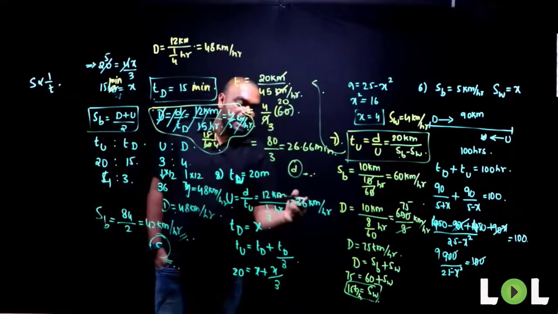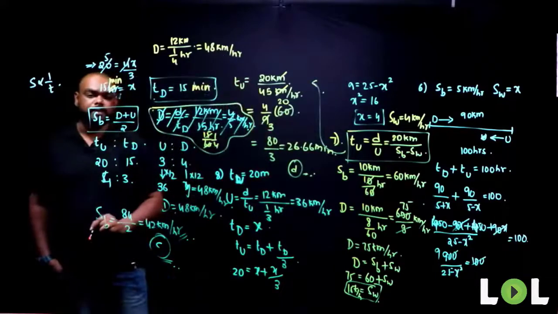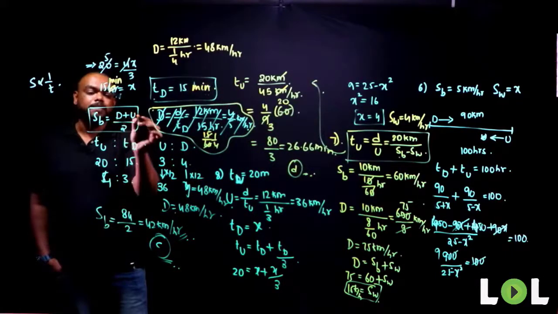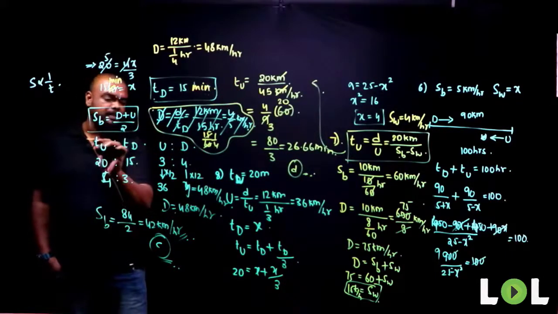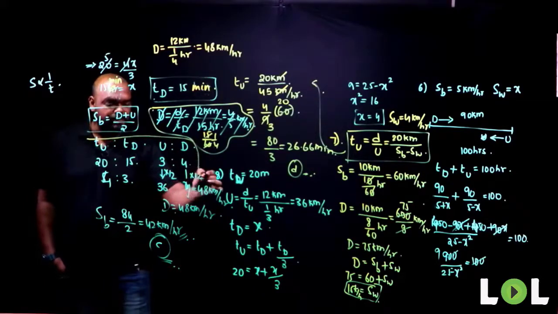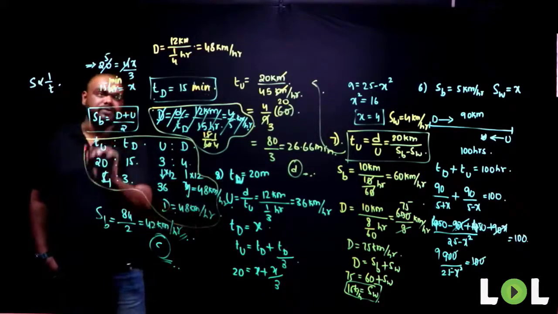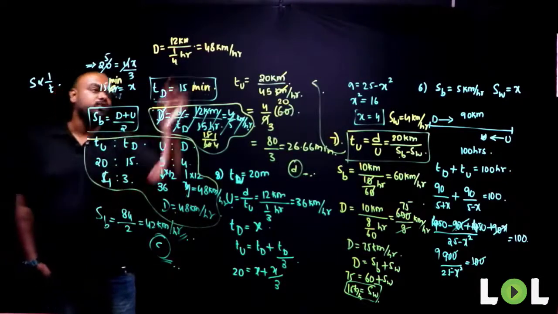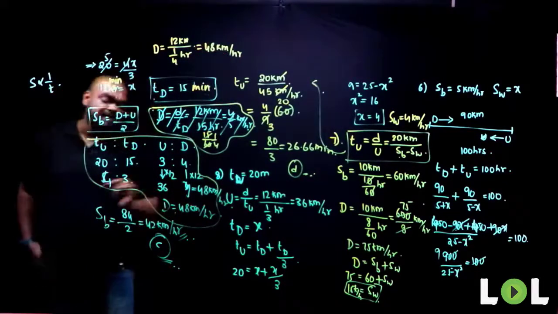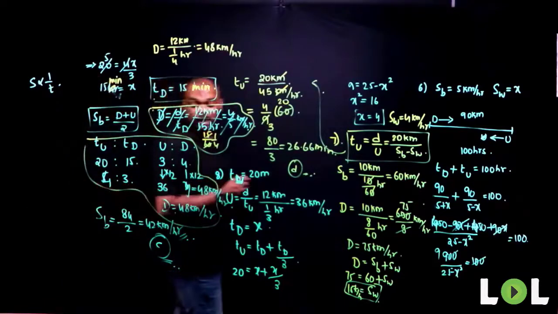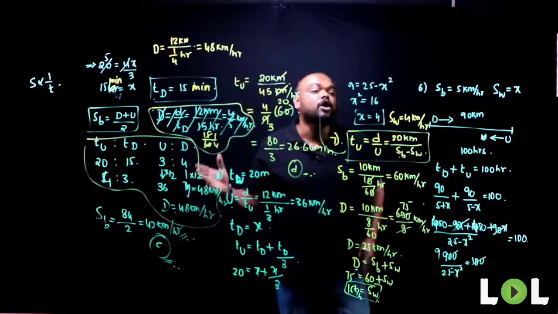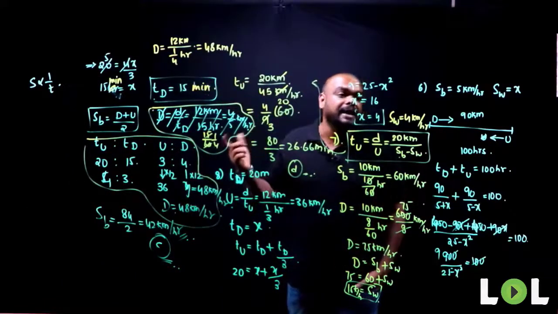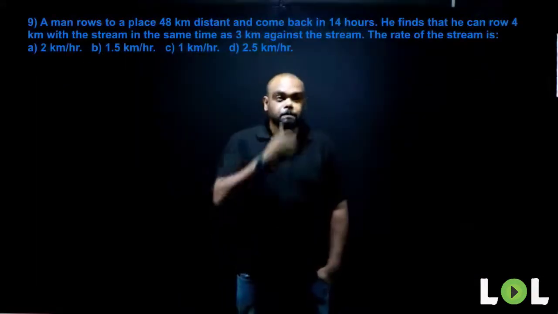We have upstream speed here, downstream speed here. So SB is D plus U by 2. You can avoid this step completely, guys. Use this one. This is easier. So D plus U by 2: 48 plus 36 divided by 2. That will give us 42 kilometer per hour. Am I clear with the question?